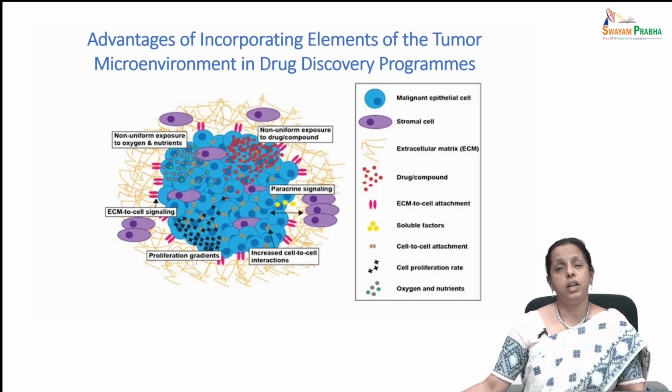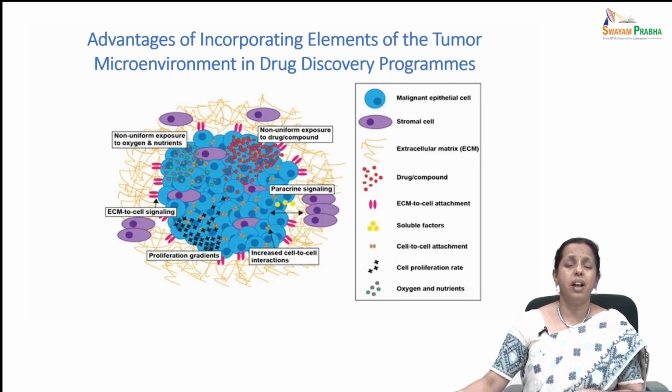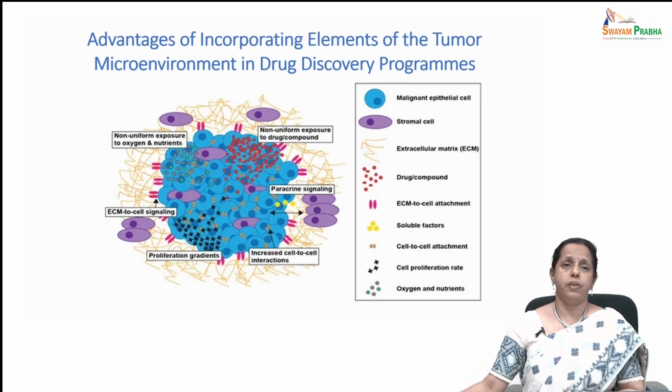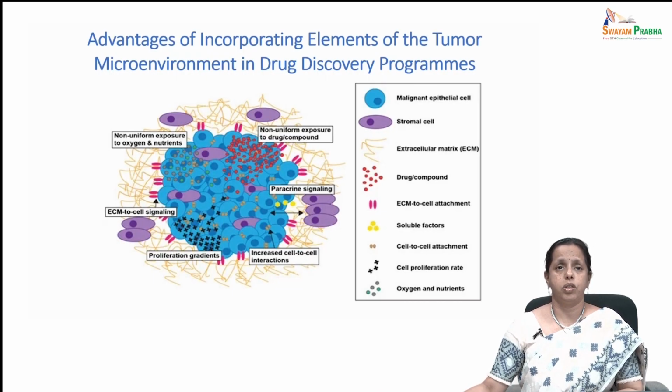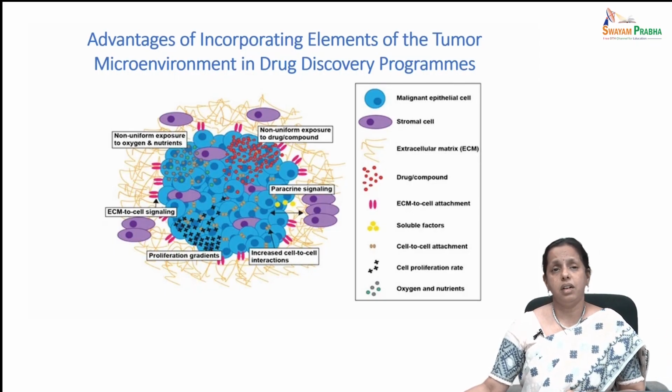Suppose you imagine a 2D layer where the exposure to oxygen and nutrients is the same for every cell, whereas in the typical in vivo situation there is non-uniform exposure, and non-uniform exposure to drugs and compounds. In a 2D layer, each cell will receive the same amount of drug, whereas in an in vivo situation there is a non-uniform signature, and there is paracrine signaling.